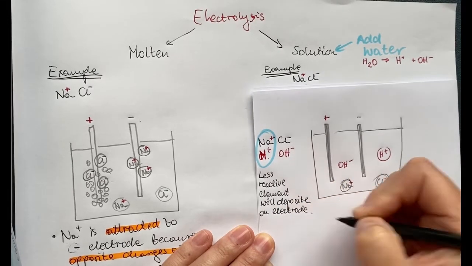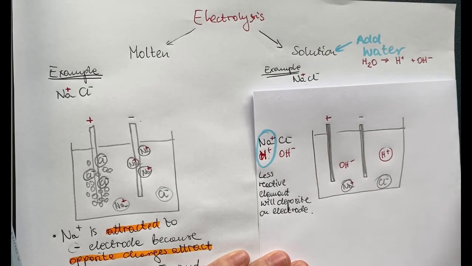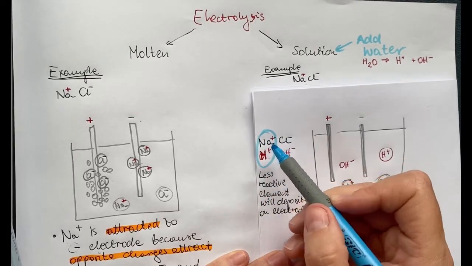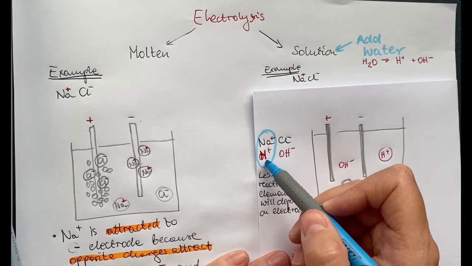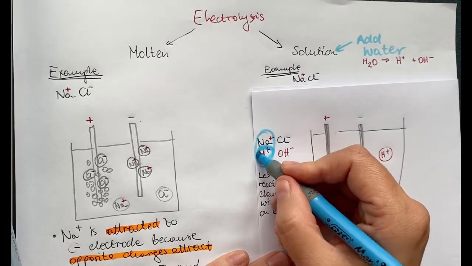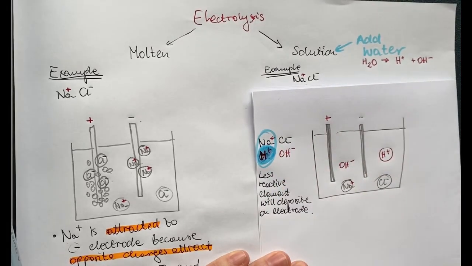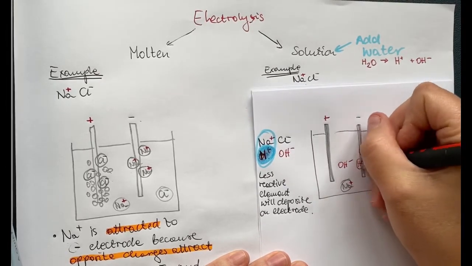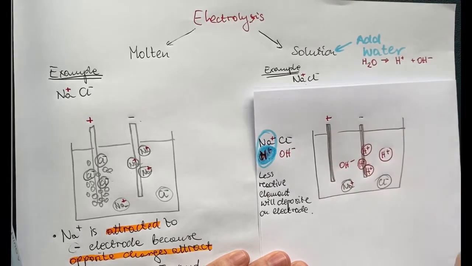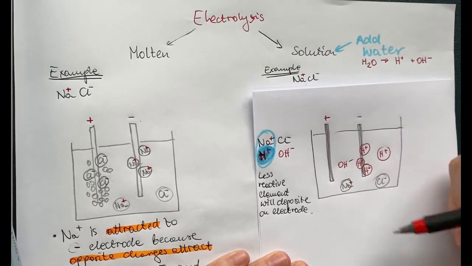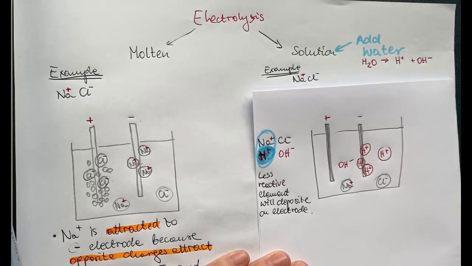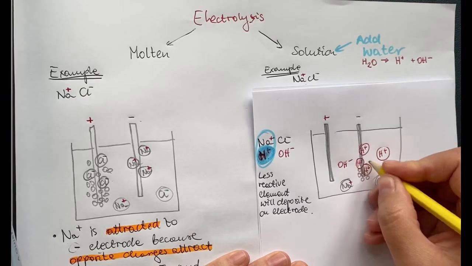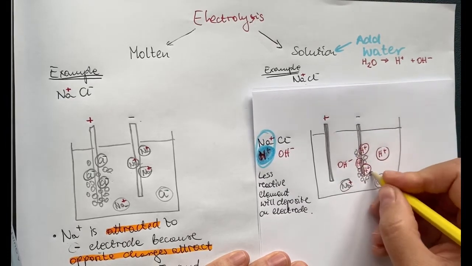Okay. Now, how do I know which one is less reactive? Well, you need to know your reactivity series. And when you look at the reactivity series, sodium is higher in the reactivity series than hydrogen. So it means hydrogen, because it's less reactive, will deposit on the negative electrode. There we go. Hydrogen will gain one electron, become neutral, deposit on the electrode, and also is produced as a gas.